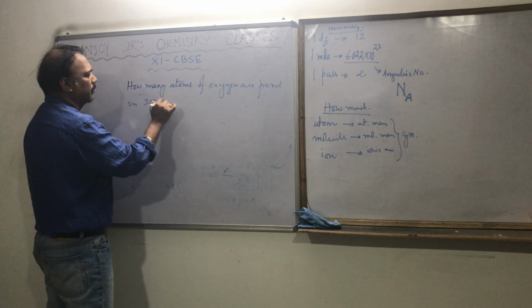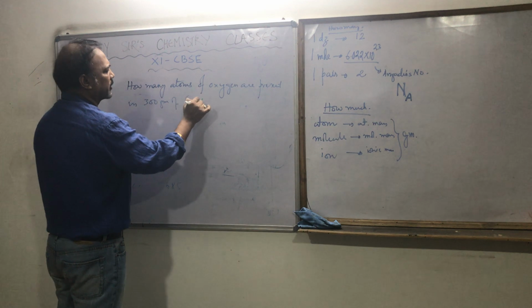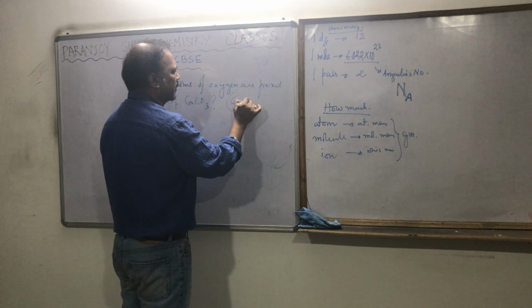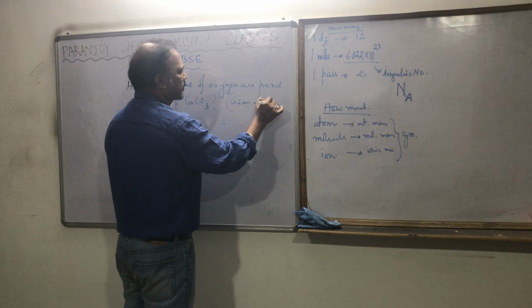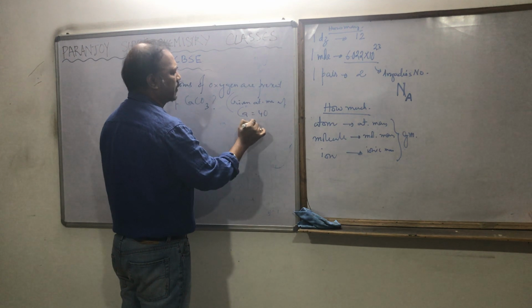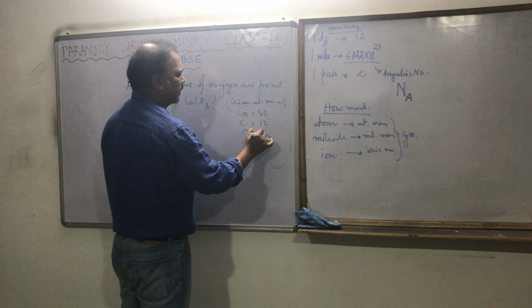300 gram of calcium carbonate? Given atomic mass of calcium equal to 40, carbon equal to 12 and oxygen equal to 16.